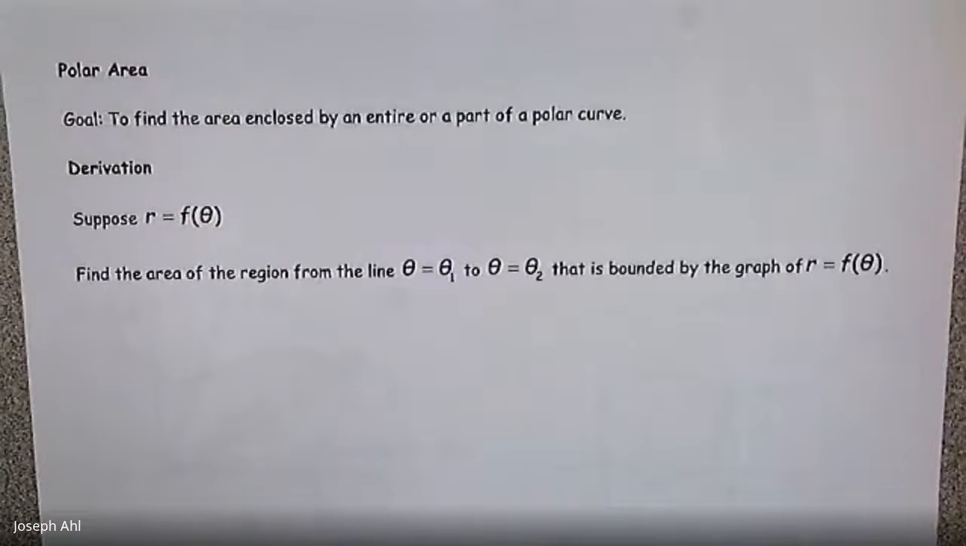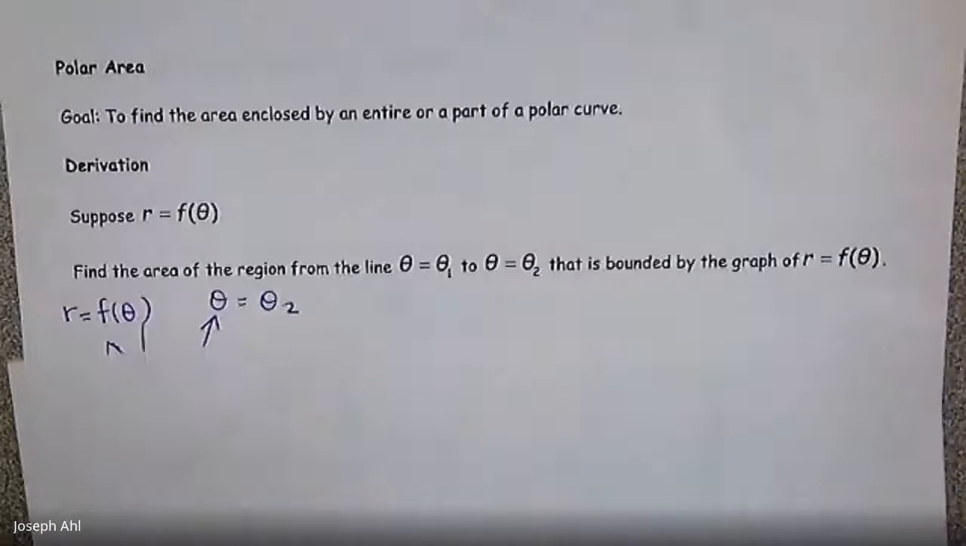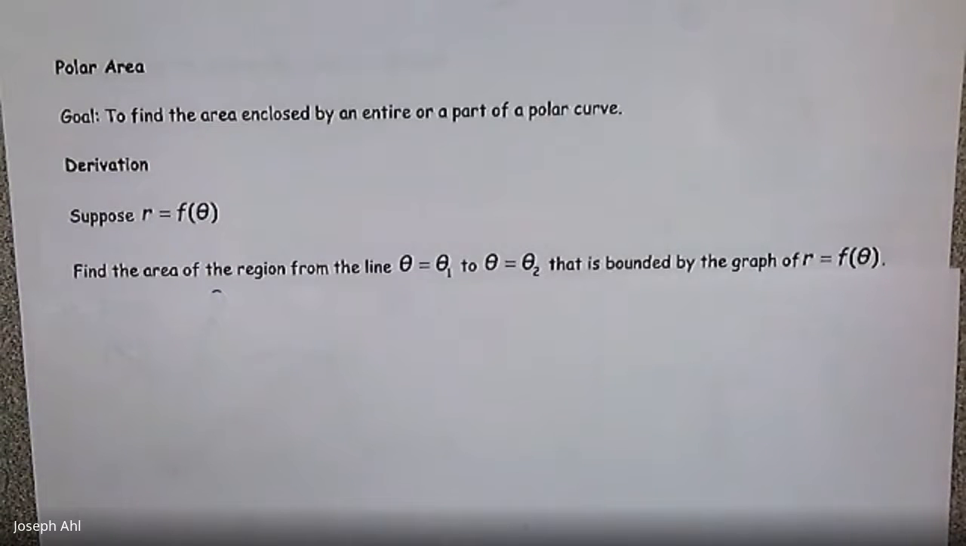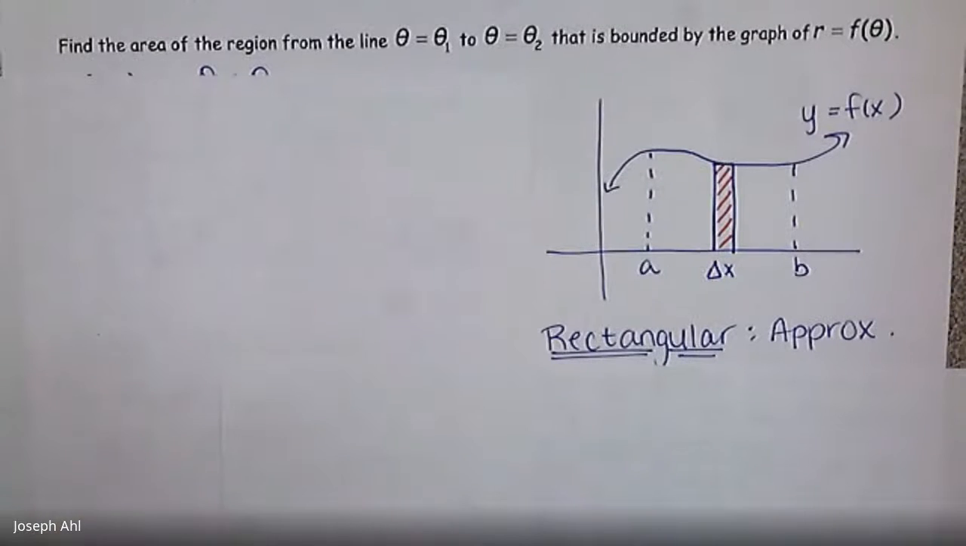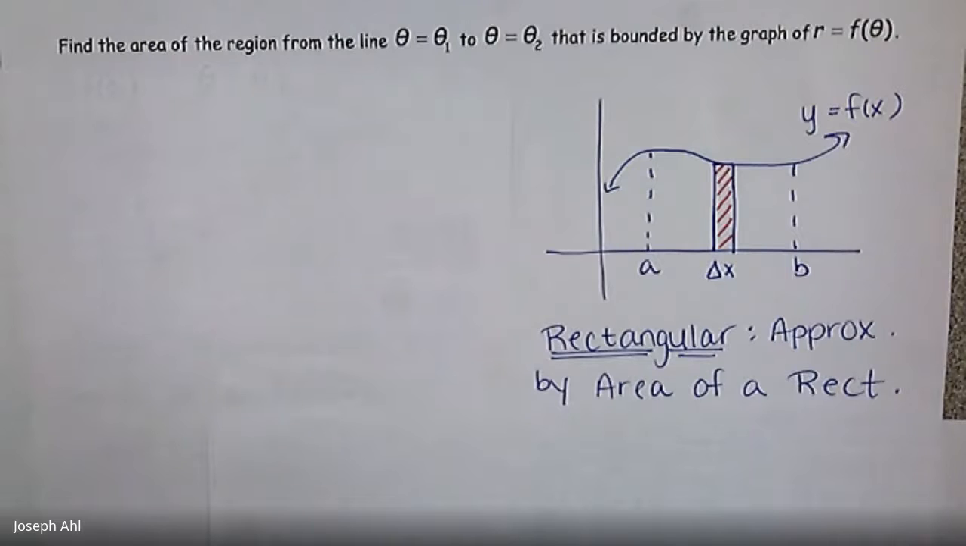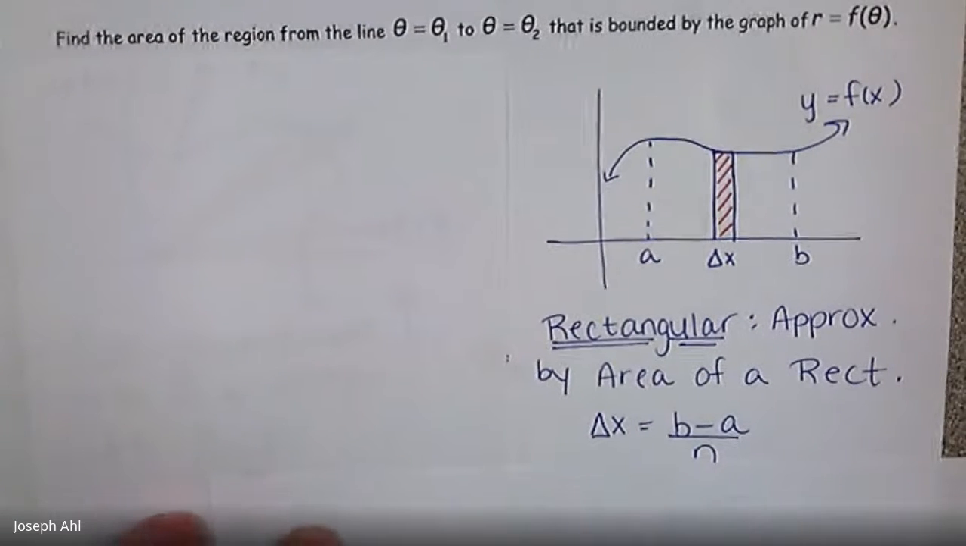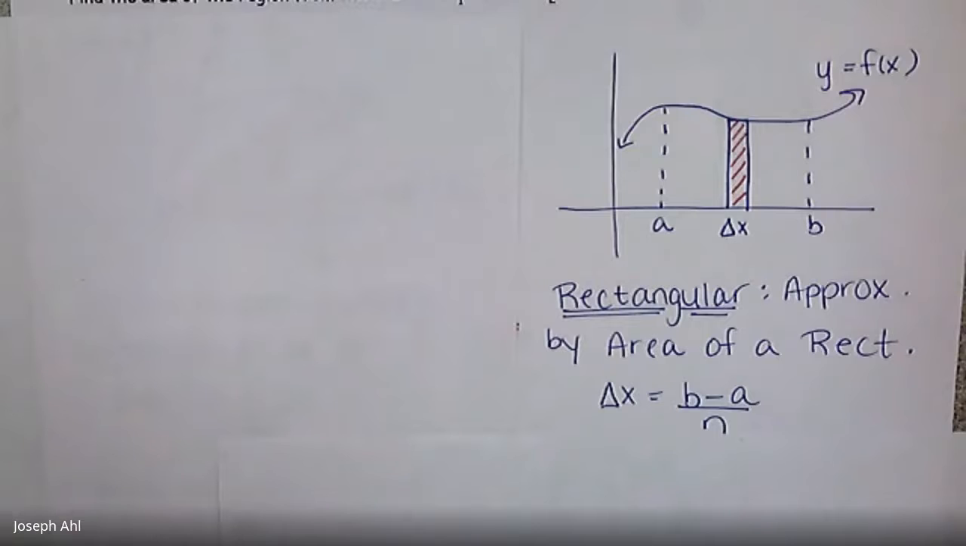The derivation of this will be the following. We're going to relate this to what we know about graphs in rectangular form. So here's what we know about rectangular, right? When we find area under a curve, we break up our interval over a to b into small rectangles whose width is delta x. And that's how we approximate area. We find the sum of all the rectangles, take the limit as the number of rectangles goes to infinity, and that gives the area under the curve in rectangular form, where each delta x is the difference of that interval, b minus a, divided by n, the number of rectangles.